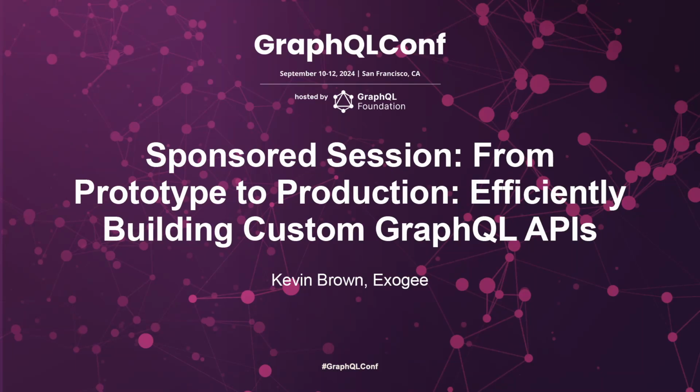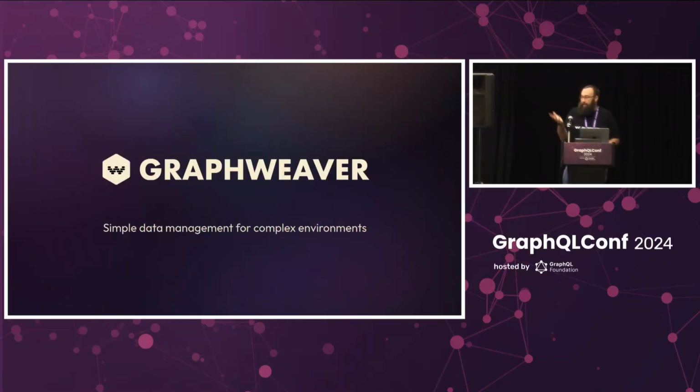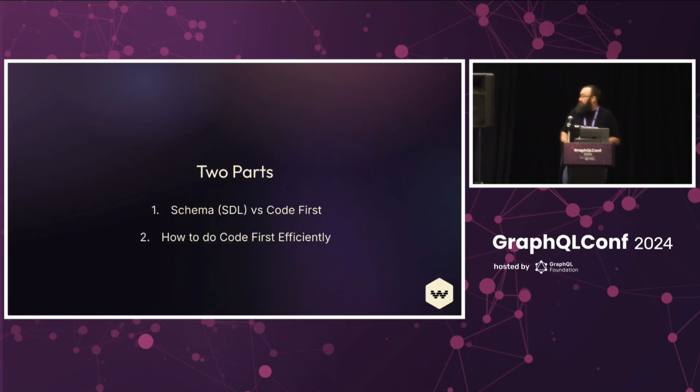So today I wanted to talk to you about GraphWeaver, and this is an open source tool that we've built, and it helps you manage GraphQL APIs and build from multiple data sources really quickly. So we're going to cover two parts today. One is a schema-first approach, which is an approach I see a lot in the industry, and then the other is a code-first approach. Spoiler alert, I do have a favorite. I'm going to tell you in the second part how we do code-first efficiently.